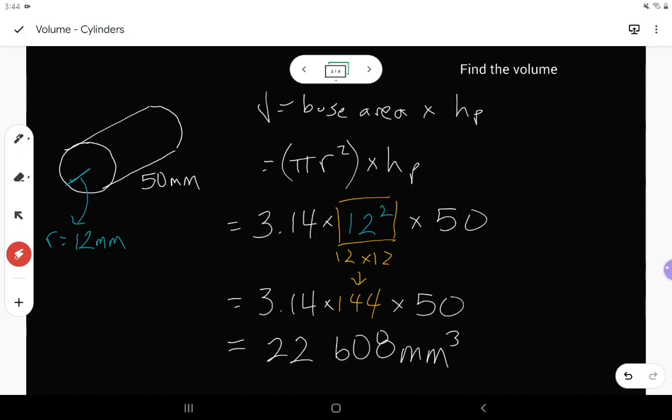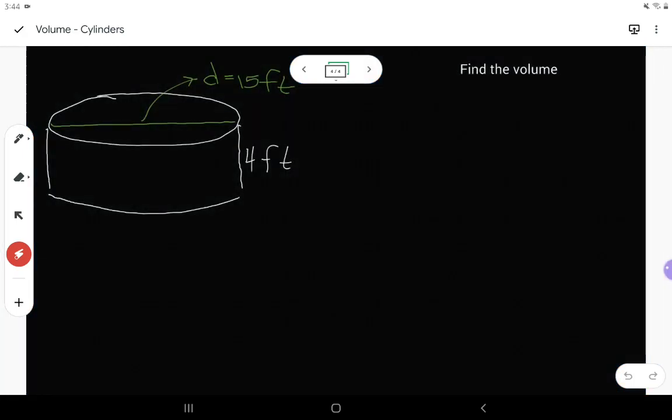Okay. One last one. This is kind of similar. My neighbors put up a pool in their backyard, and it's about this big. I'm just guesstimating. It's pretty close. Same idea. How do I find the volume of this pool? Well, I would start off by taking that base area times the height of the prism or the cylinder.